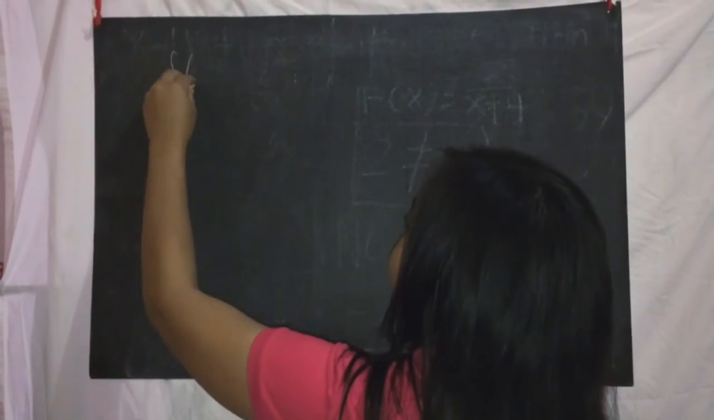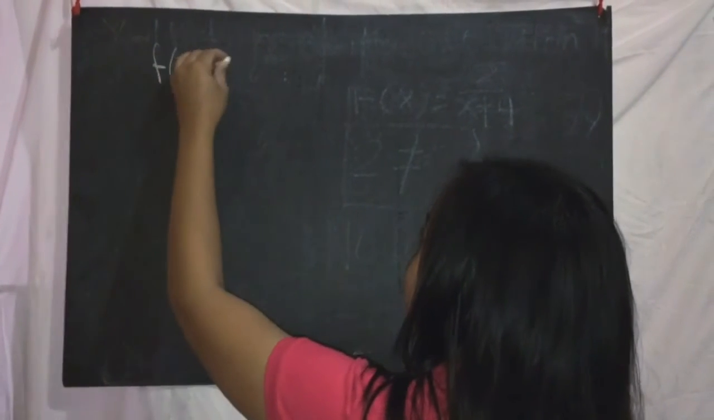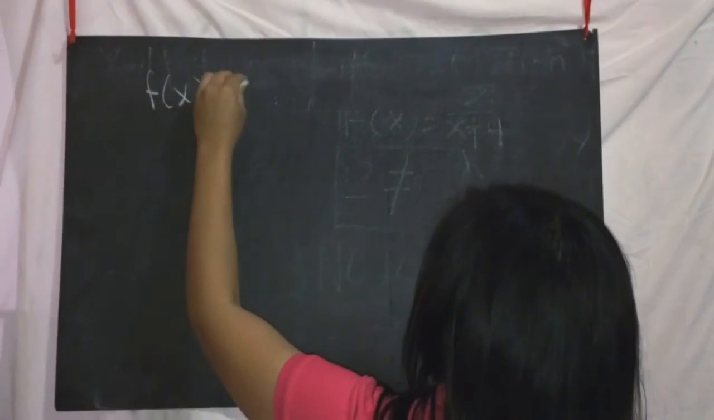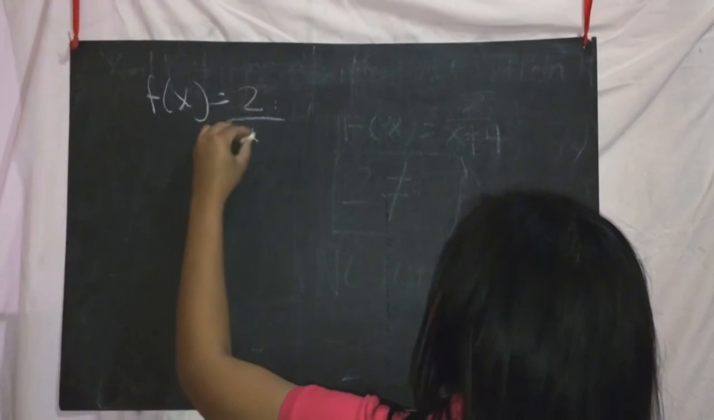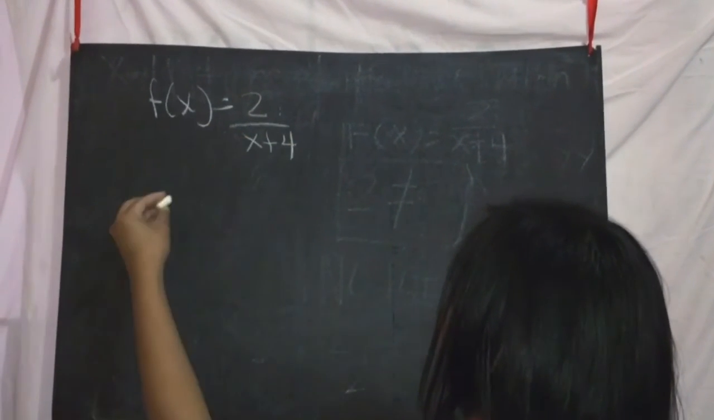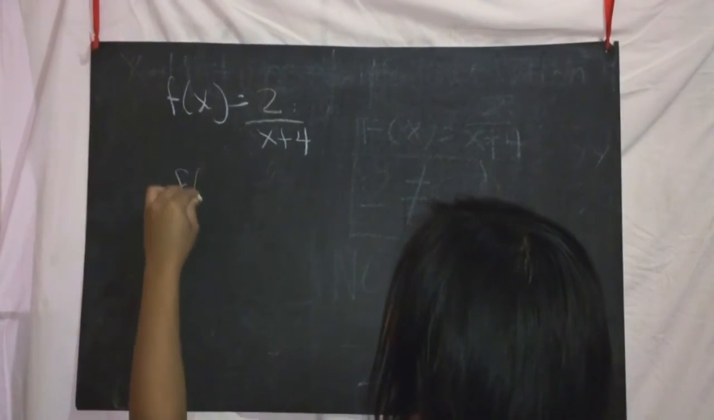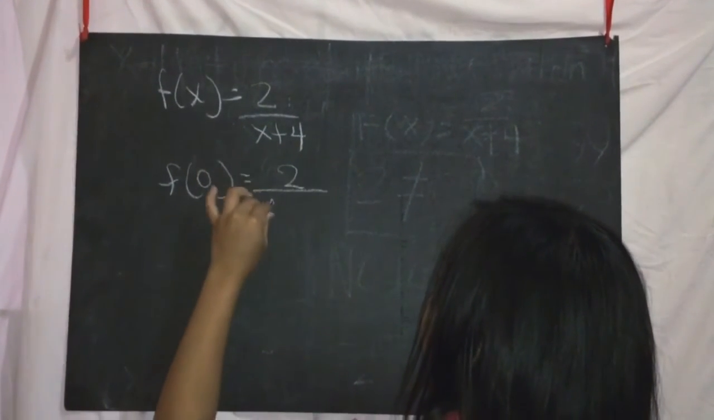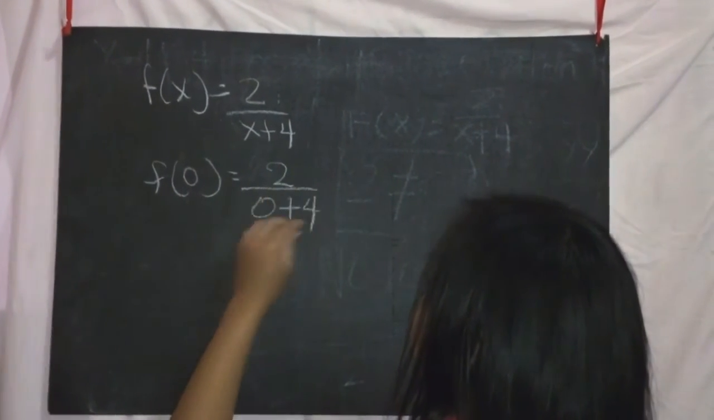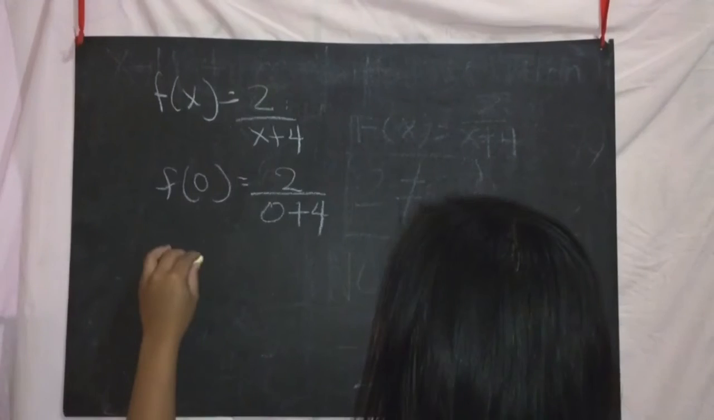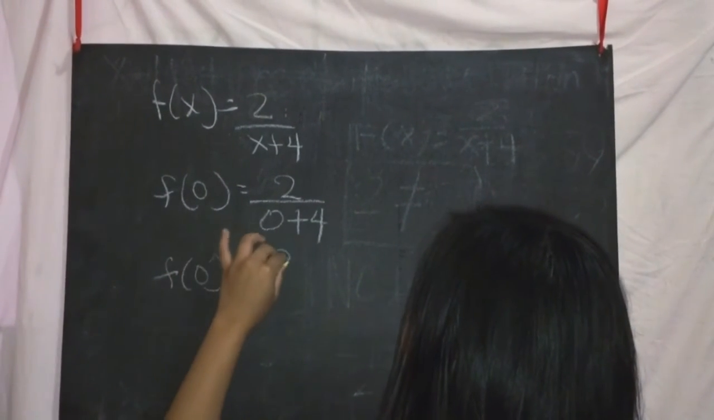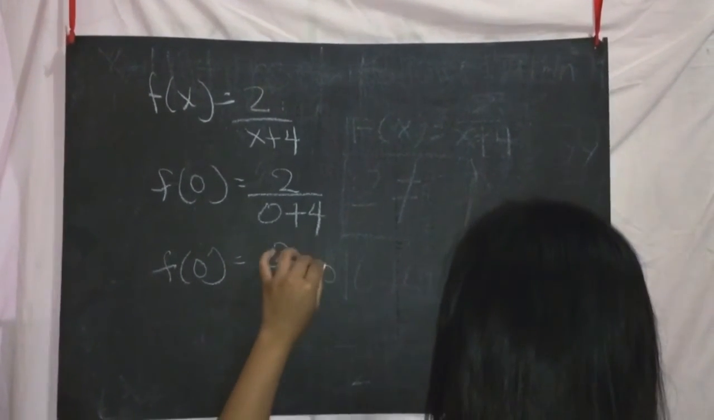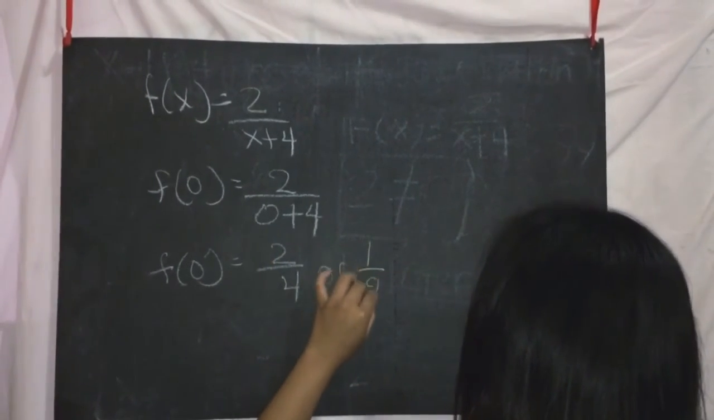The given is f of x equals 2 over x plus 4. Substitute 0 for x, so it will become f of 0 equals 2 over 0 plus 4. So our answer will be f of 0 equals 2 over 4 or 1/2.